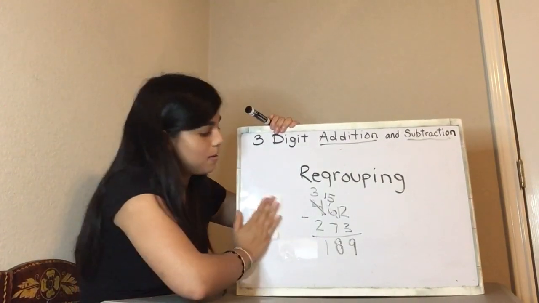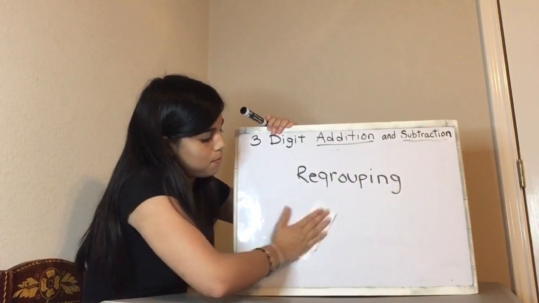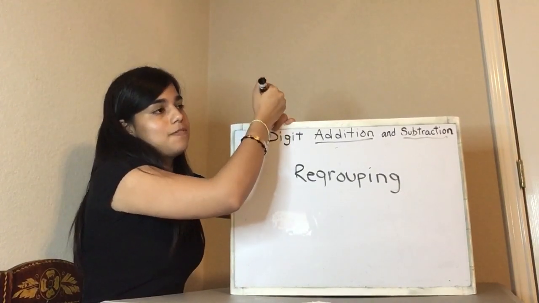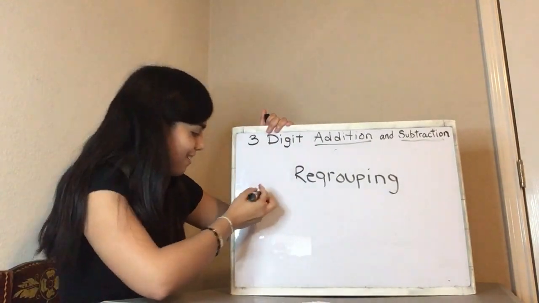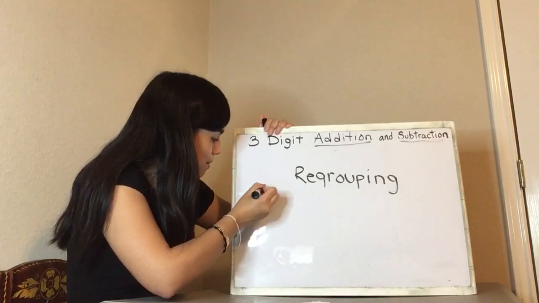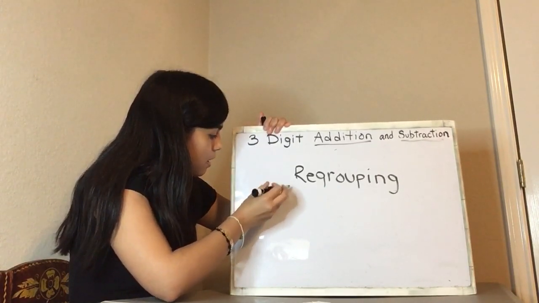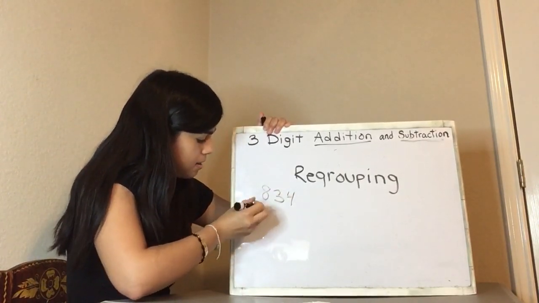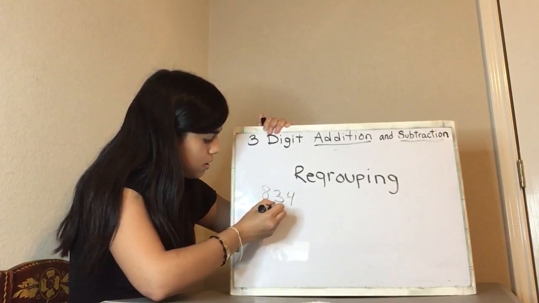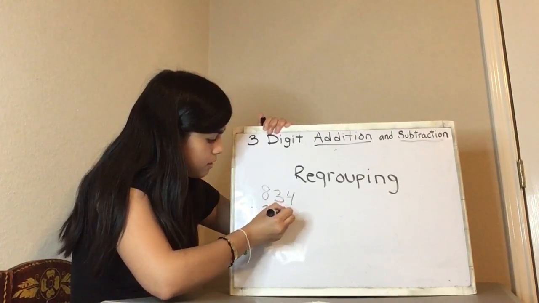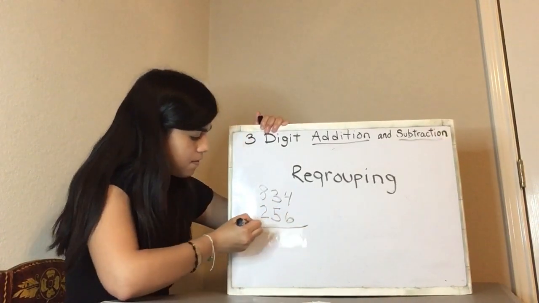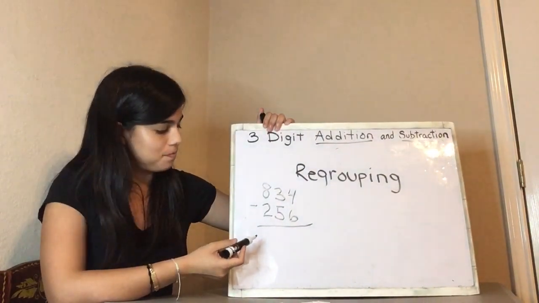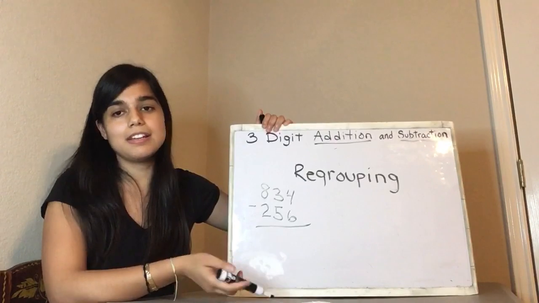All right. Now I'm gonna write you an example. You pause the video and you solve it on your own, okay? No cheating. Okay, so let's say 834 minus 256. Okay, so do that problem, pause the video, solve it, and then come right back.